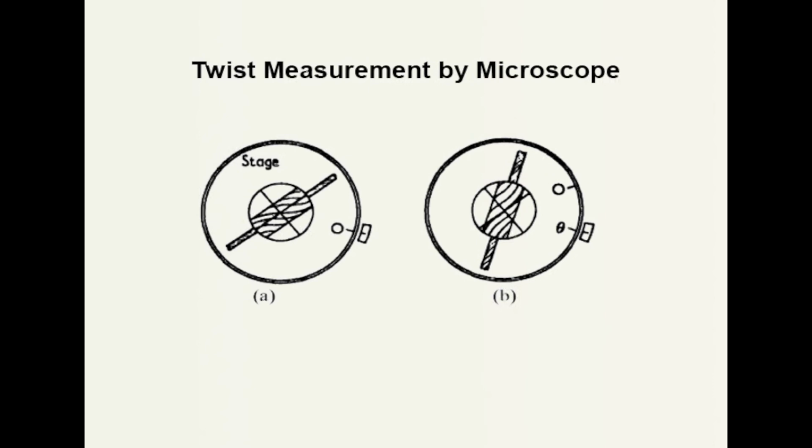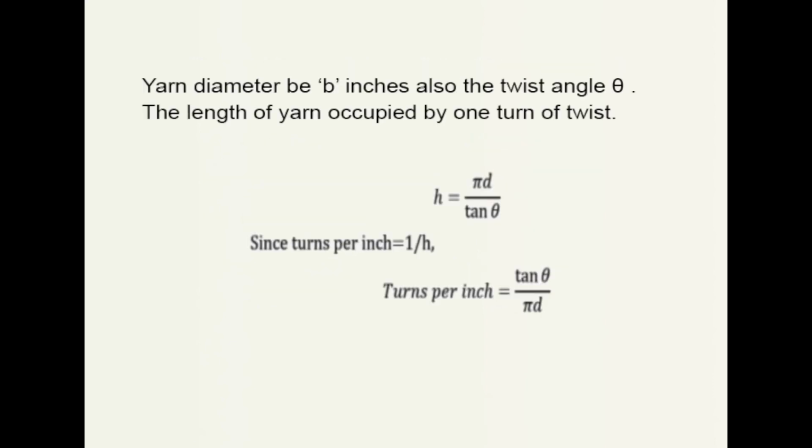The eyepiece is rotated so that the micrometer scale is perpendicular to the yarn axis, and we can read the width of the yarn from it. If the yarn diameter is d inches and the yarn twist angle is theta, then the length of the yarn occupied by one turn would be pi d by tan theta.